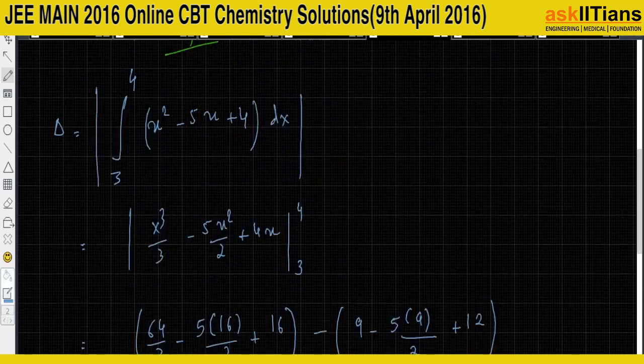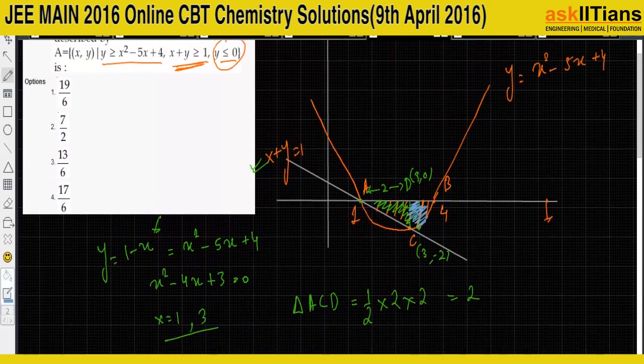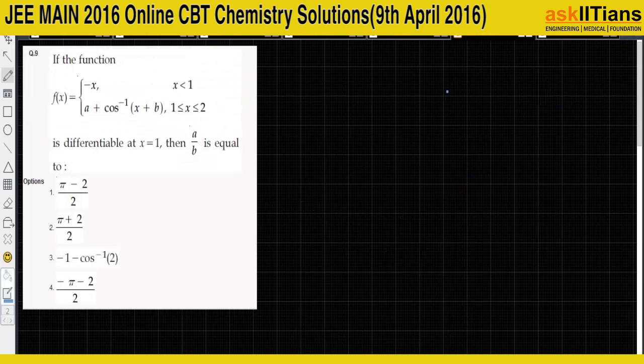If you divide this area into two small parts, then the question becomes easier. So this 19 by 6 is the correct answer, option 1. Whenever there are questions like this, just divide into small areas and then find the value of the integration. That will become easy. So let's move on to the next question, question number 9.